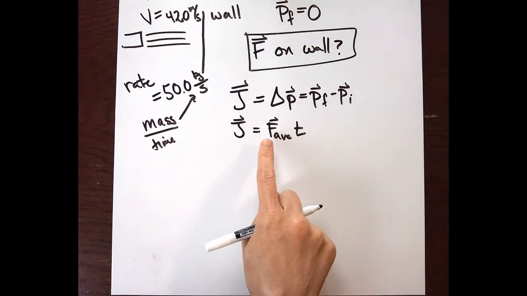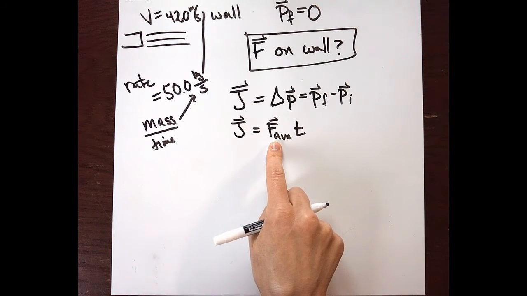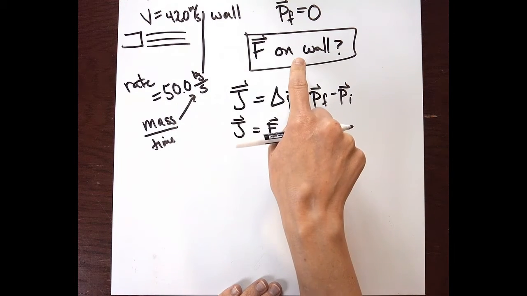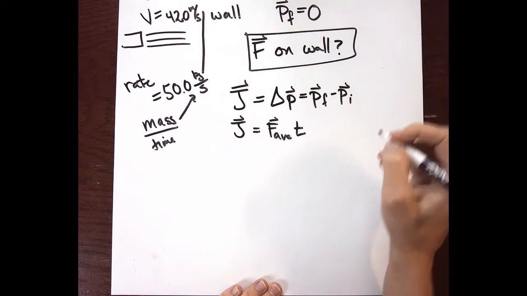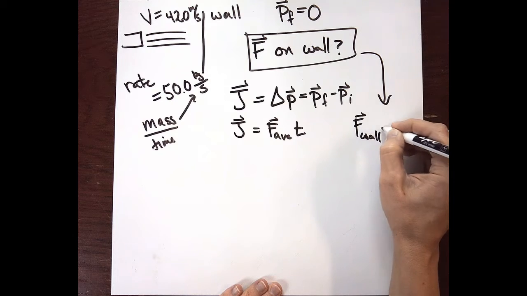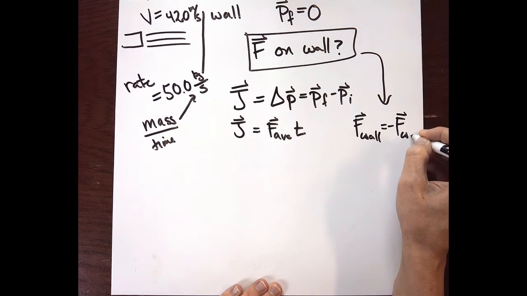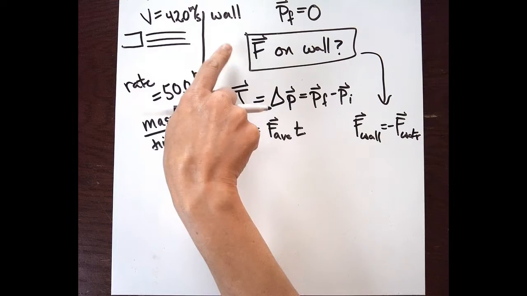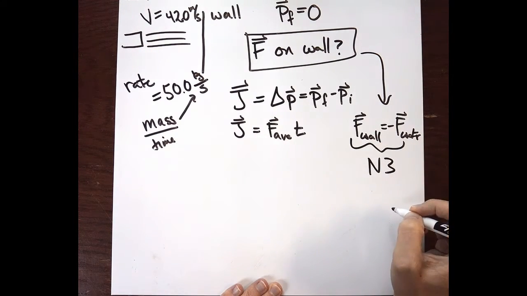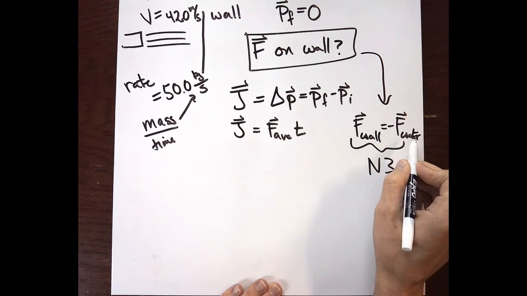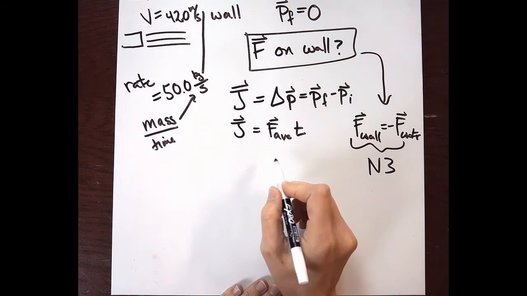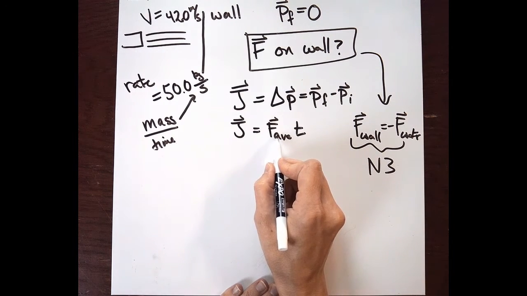But there's a problem. This force is going to be the force on the water, because we know stuff about the momentum of the water, and we want the force on the wall. But fortunately, the force on the wall is going to be negative the force on the water, because it's the water pushing on the wall and the wall pushing on the water. This is true by Newton's third law. So if we can figure out the force on the water, we'll just put a negative sign, and that'll give us the force on the wall. That's the thing we want. So we've got to figure out the force on the water.